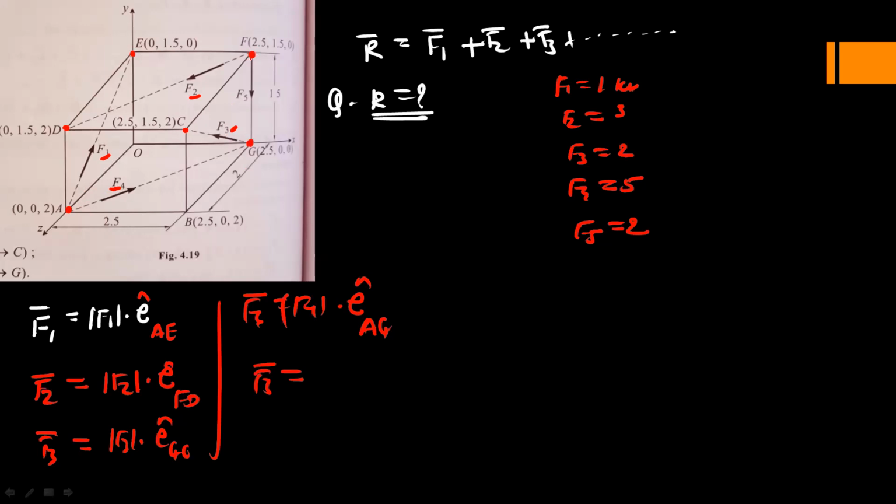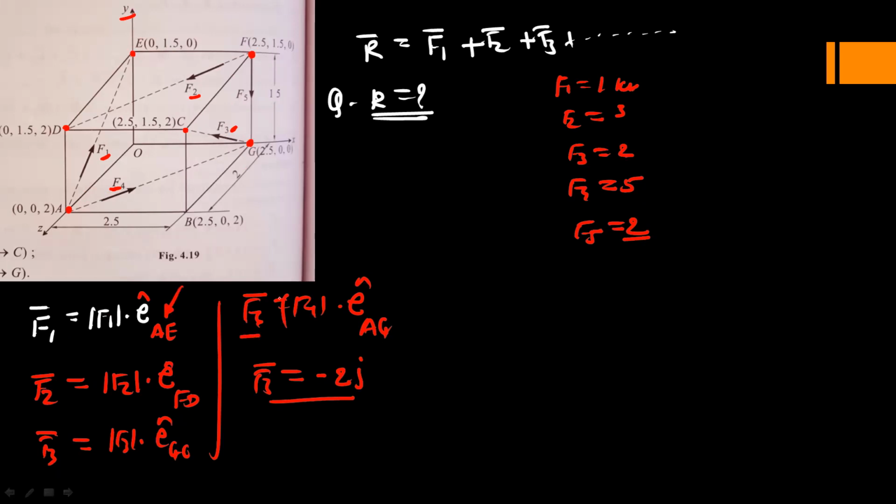And F5. So F5, it is parallel to y-axis. So we can directly write the value as its magnitude is 2 into unit vector along the y direction. So it is J, and it is negative because directed towards negative y direction. So this is F5. Now for remaining forces F1, F2, F3 and F4, we have to find out these unit vectors.